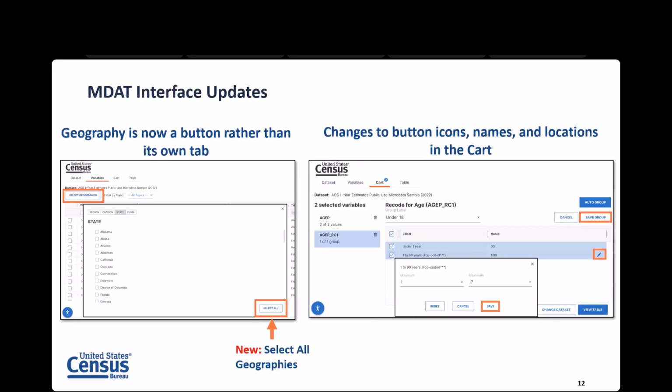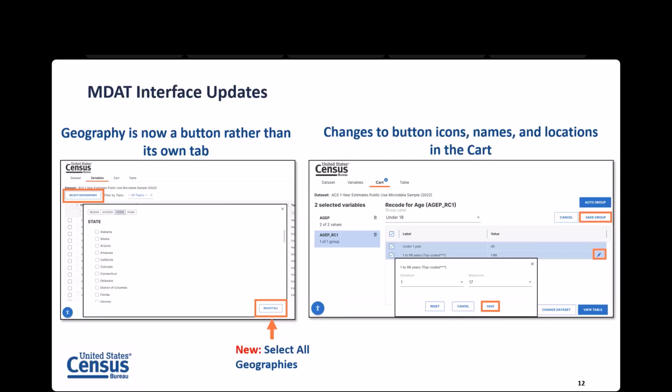And just to cover a couple of the interface updates with this refreshed MDAT version here. One of the first things you'll probably notice is that geographies no longer are within their own tab. So previously on the beta MDAT, there was a geography tab in between the variables and cart tab towards the top of the page. Now you'll notice that there's a geographies button that you click into, whether that's on the variables tab or on the table tab. And from there, you can click and choose the geographies that you're interested in for your specific survey.